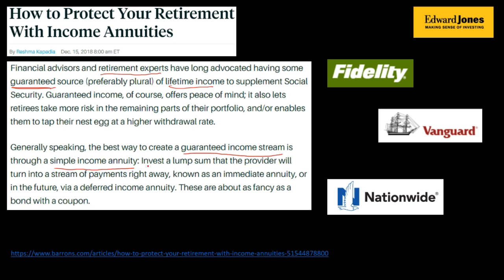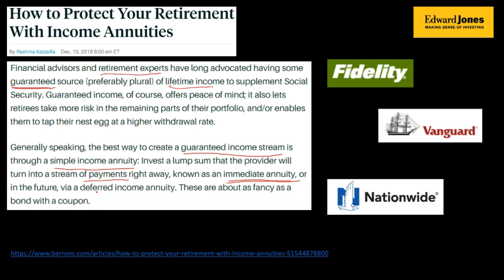What is that? You basically take and invest a lump sum amount and give it to your provider. So these would be your providers. And the provider in turn will turn it into a stream of payments either right away. This would be an example of an immediate annuity because the cash payments start coming in right away.